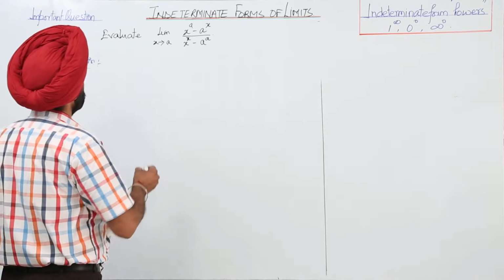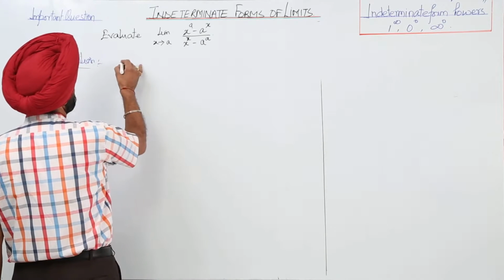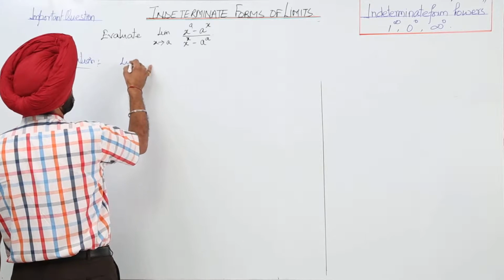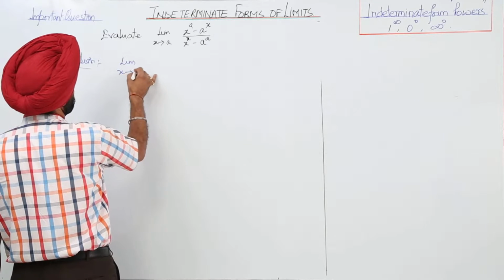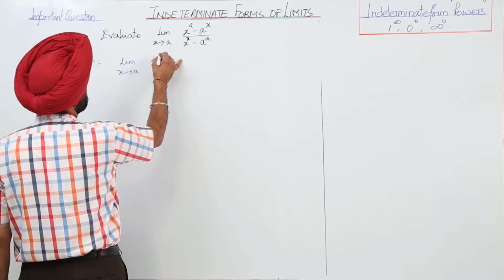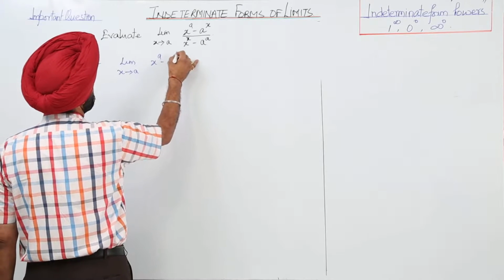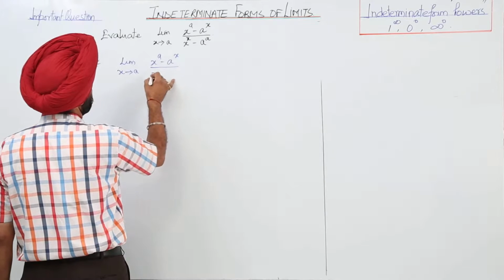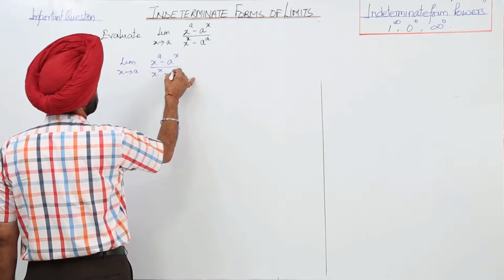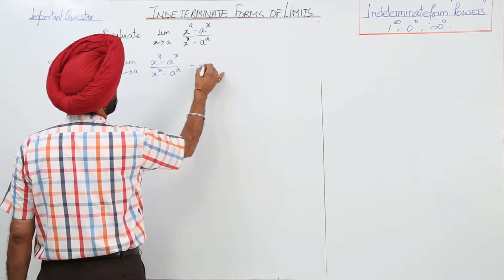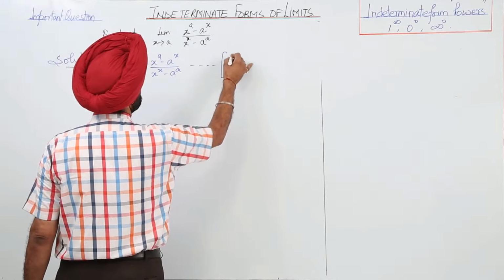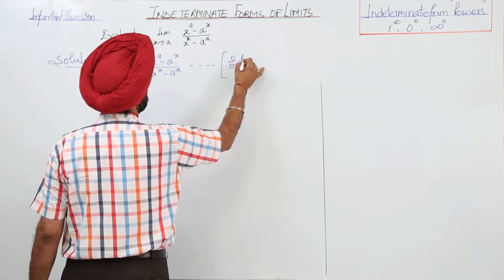Again a very important question. Now the question is limit x approaches a, (x^a − a^x) upon (x^x − a^a). So this becomes 0 upon 0 form.